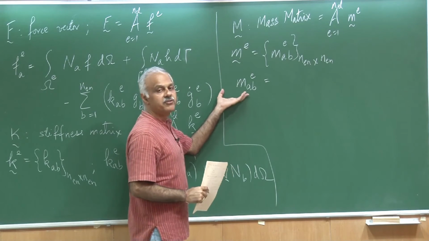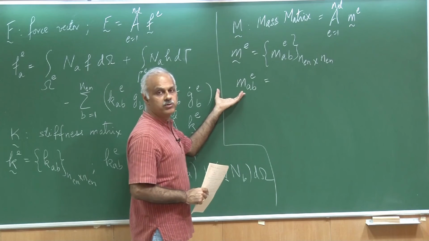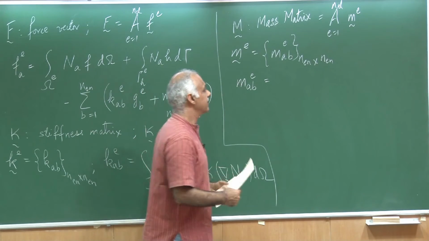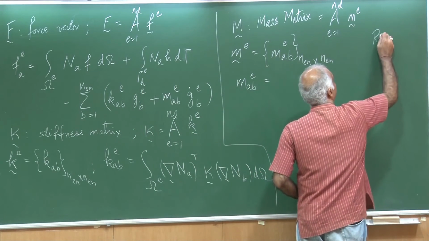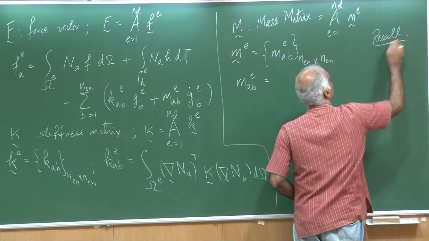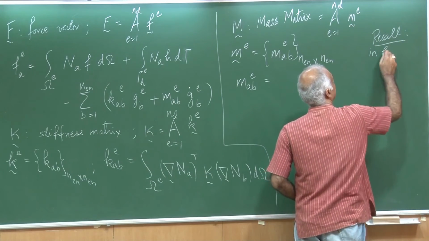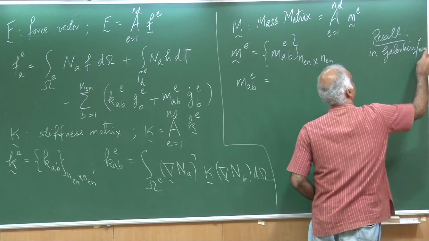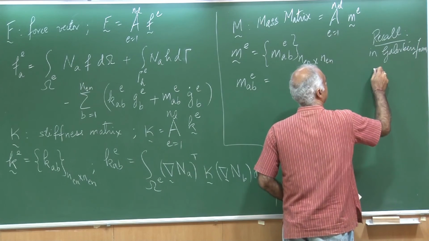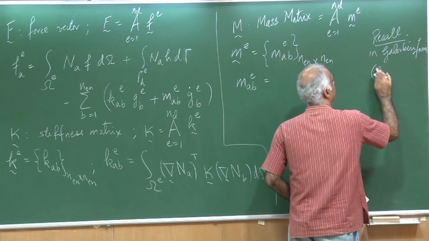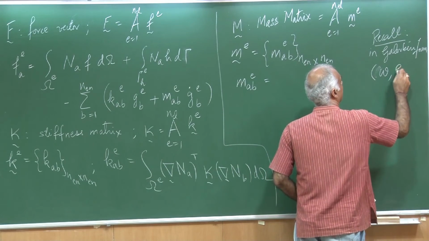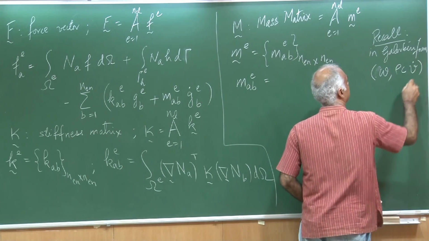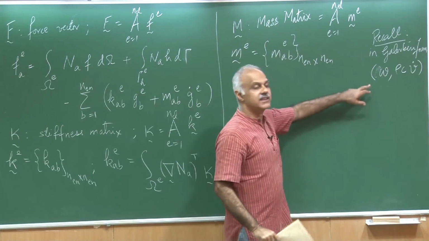So, this comes simply from the term W times rho c times v dot. Let me recall for you, in the Galerkin form we had a term like W times rho c and v dot. This was one of the terms.